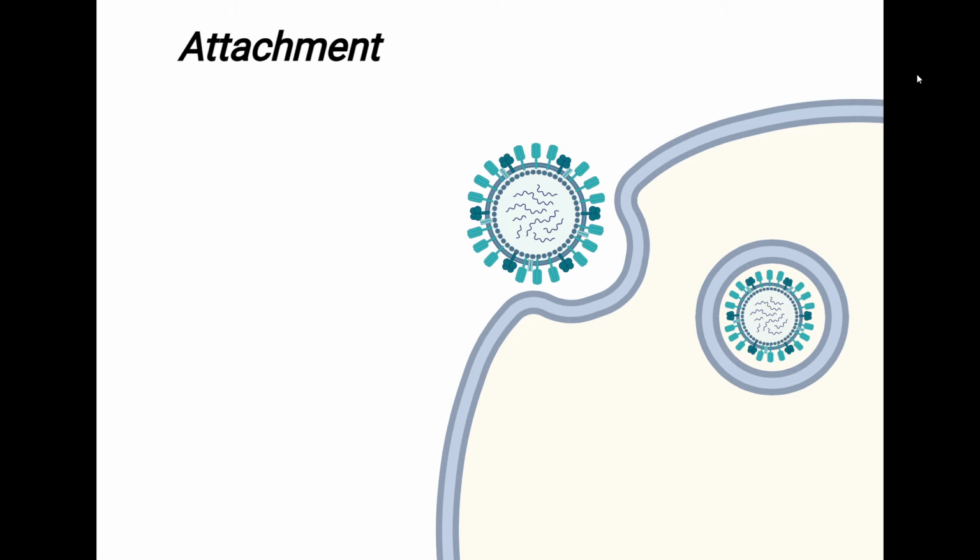Now we will be covering the replication cycle of the influenza A virus. This replication cycle includes attachment, endocytosis, fusion, uncoating, transcription, splicing, RNA replication, translation, and the formation of new virions. The first step is attachment.